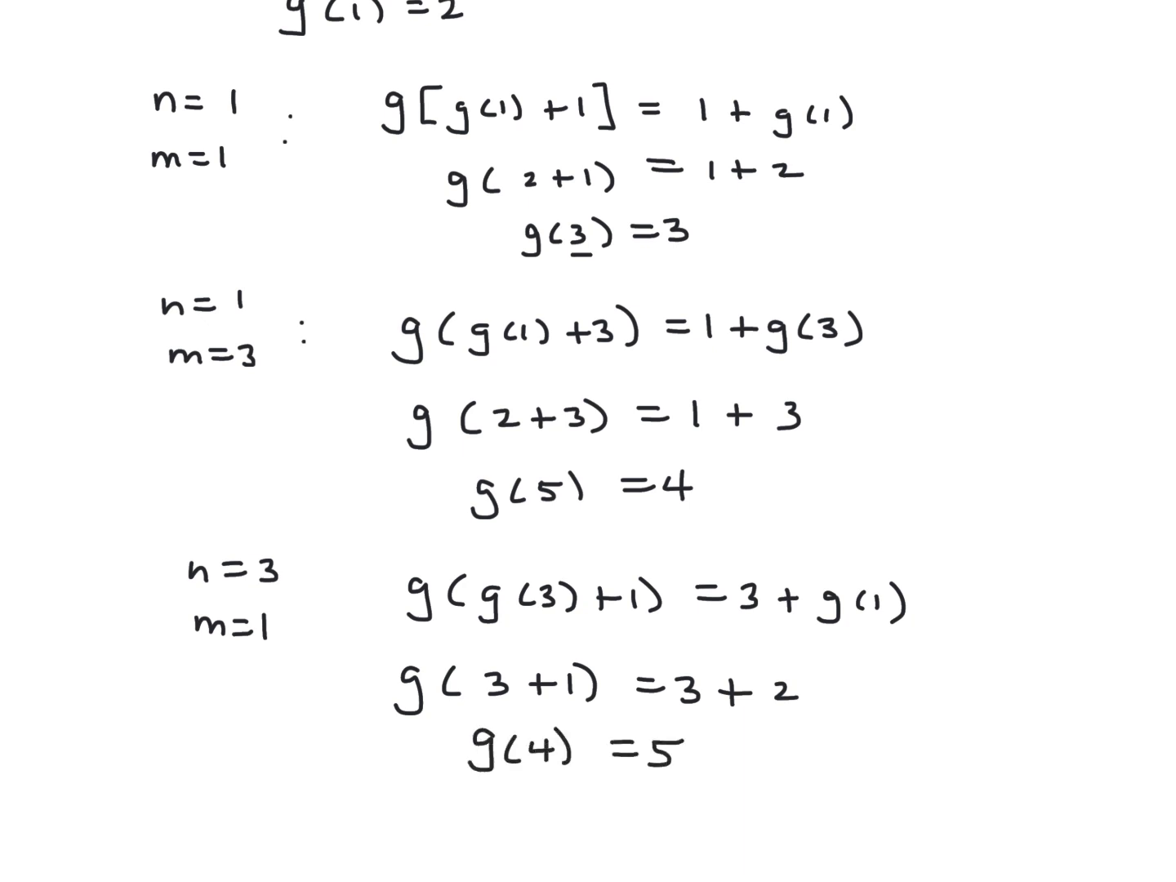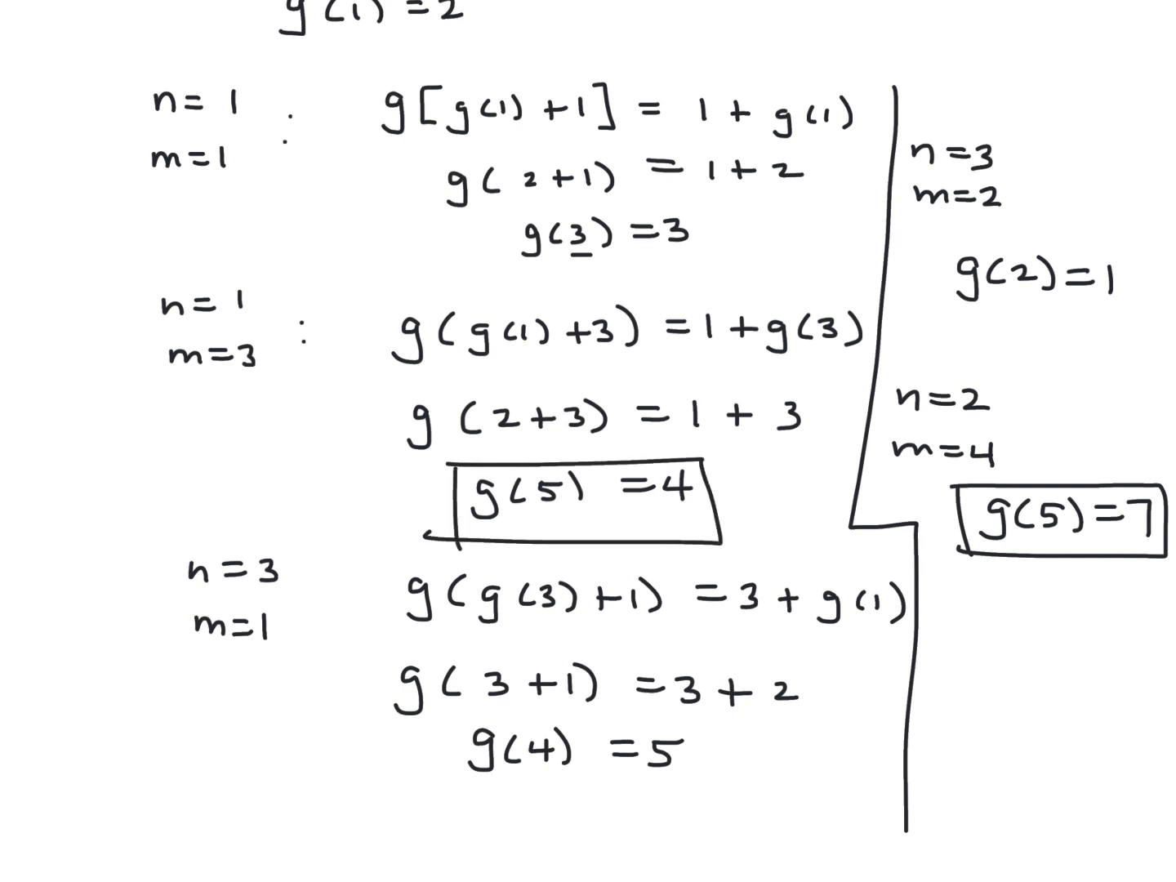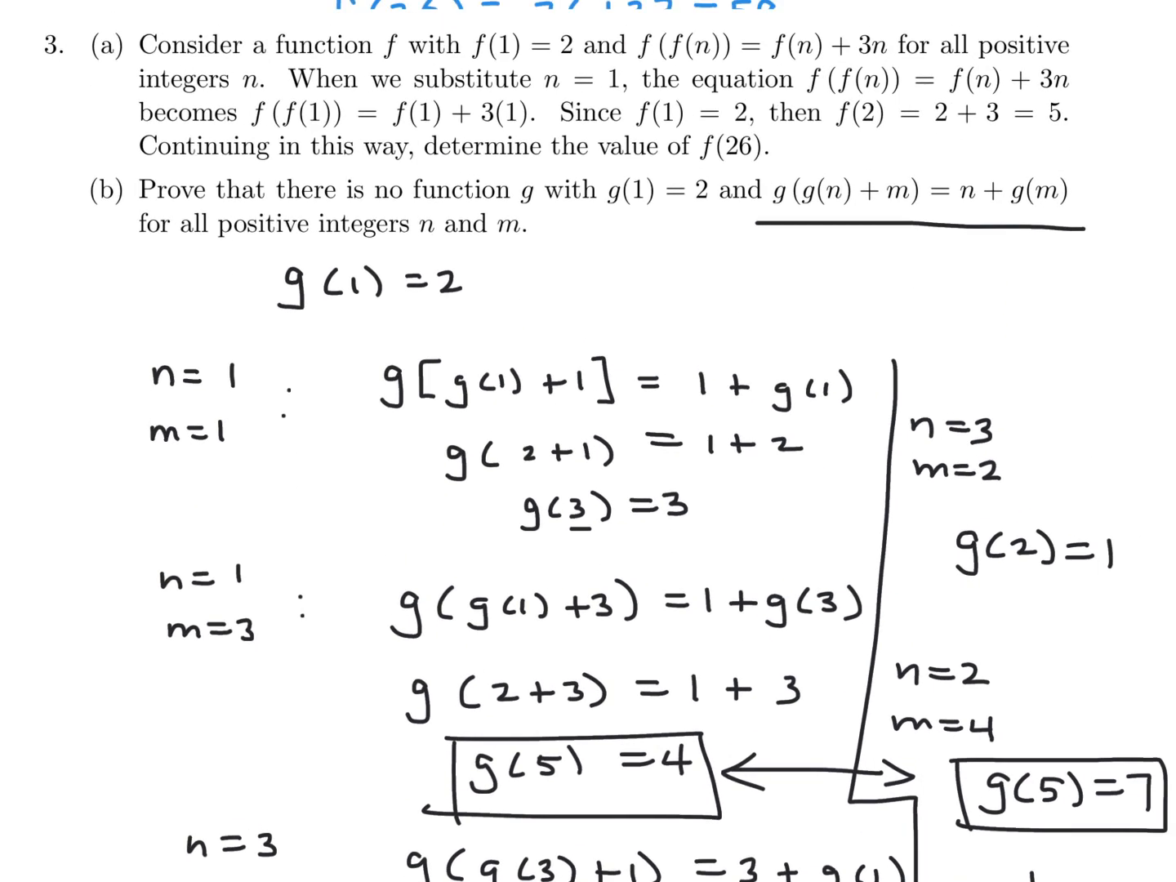And you just continue this way. And you guys can do this. For n equals 3 and m equals 2, what you'll find is g at 2 equals 1, which is fine. And then for n equals 2 and m equals 4, you will get g at 5 equals 7. But this is a contradiction to what we found here. See, those two are telling me two different things. So since that is a contradiction, it shows me exactly what they're asking in the question, that there is no function with all these things because we were able to find a contradiction.